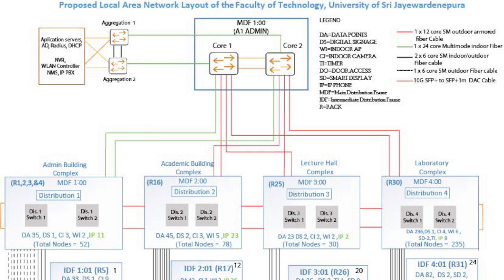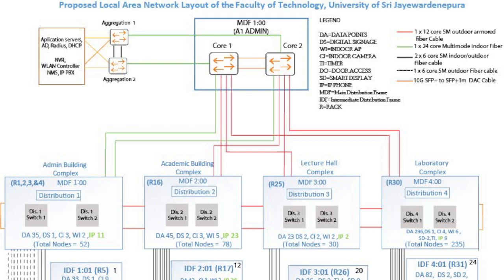Then at the admin building level, we also have another set of aggregation switches that are connecting some of the other services like IP phones and cameras and other servers and things like that that are mainly located within the server room. So that aggregation switch is mainly for that purpose, connecting things within that area and then connecting them also to the core switch.